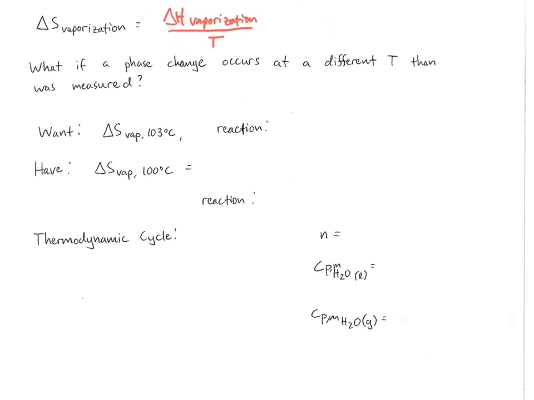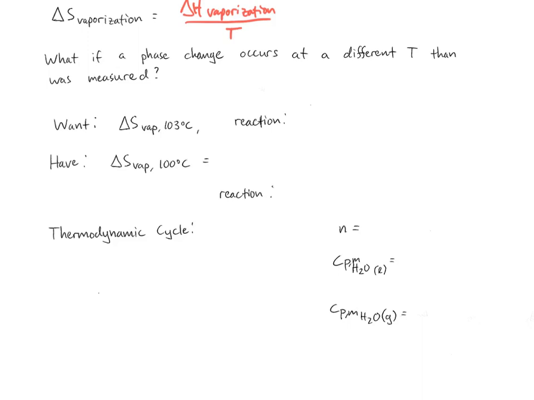Now the next section concerns what you do if you know the entropy of a phase change at a certain temperature, but you need to find it for a different temperature. Say that what we want is the entropy of vaporization at 103 degrees C, and this is H2O. So this is superheated water. The reaction that's occurring here is that liquid water at 103 degrees C forms gaseous water at 103 degrees C, and we want the entropy of that process.